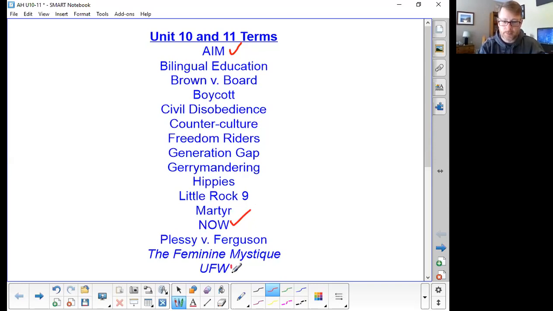United Farm Workers. So again, UFW, what's that stand for? United Farm Workers. That's Cesar Chavez, his Hispanic American Rights Organization. What was something they wanted? They wanted better treatment for agricultural workers. They wanted bilingual education. Those are some examples.